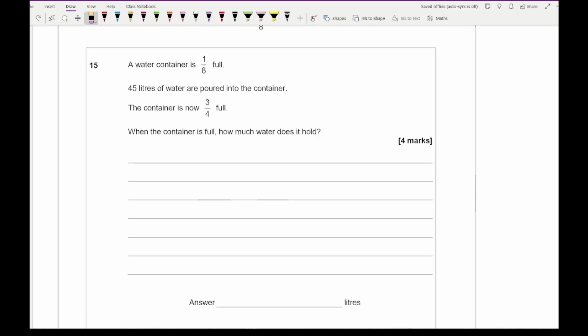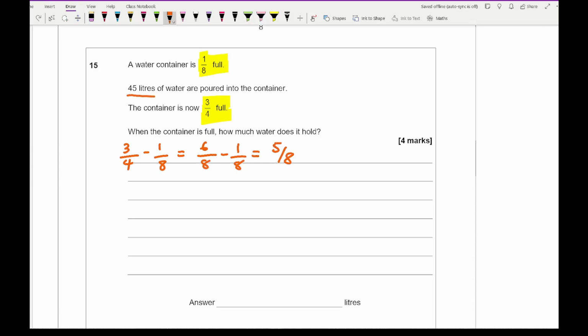Then moving on to question 15, it says the water container is 1/8 full. 45 litres of water are poured into the container and the container is now 3/4 full. When the container is full, how much water does it hold? Now for this particular question, what we need to do is first of all find the difference as a fraction. So we started off with 1/8 and we're now at 3/4. So if I work out the difference, I've got 3/4 minus 1/8. Now, if this was on a calculator paper, I could just simply type into my calculator. If not, I need to get a common denominator. So that's going to be 6/8 minus 1/8, which is 5/8.